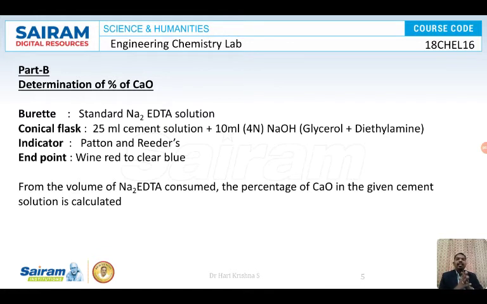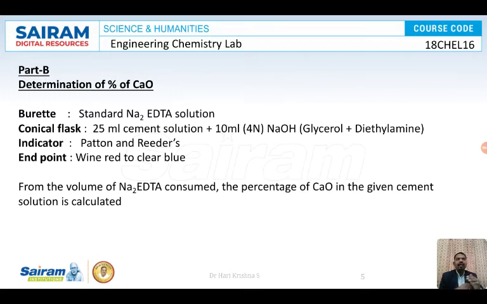We are using different indicators here because of the cement solution. When you add sodium hydroxide, the pH will increase to about 12. At that 12 pH, the eriochrome black T indicator forms a permanent complex with calcium ions. Therefore, it will not release the calcium ions to react with EDTA. So in order to prevent that, we add a different indicator which is stable at 12 pH, that is nothing but patton and reeds indicator. So we are not using eriochrome black T indicator.